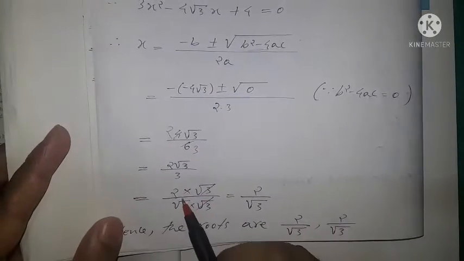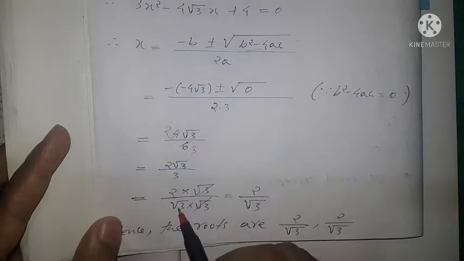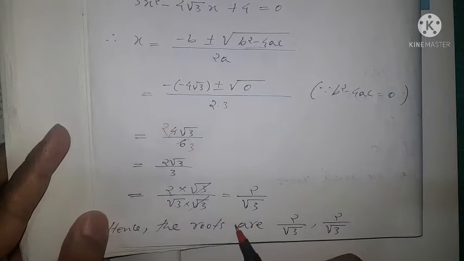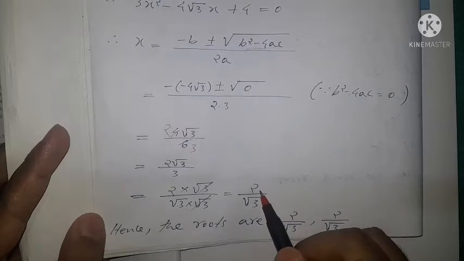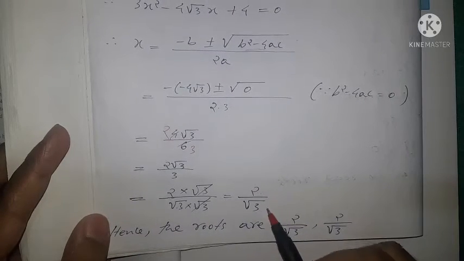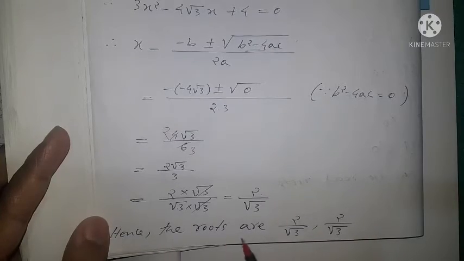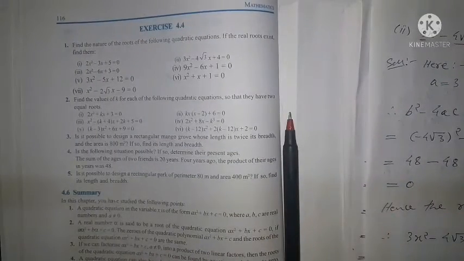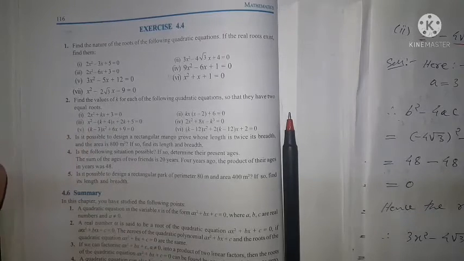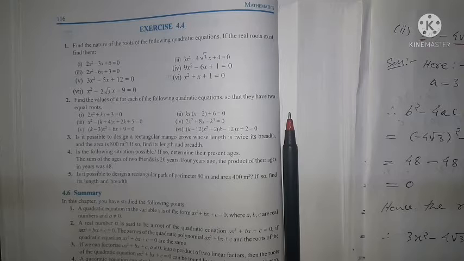So this 2 root 3 by 3 we can write like this, 2 into root 3 whole divided by root 3 into root 3. So root 3 cancel, that is 2 root 3 by 3. So hence the roots are 2 root 3 by 3 comma 2 root 3 by 3. The roots are equal since we obtained only one root, and therefore these roots are equal. So similarly you can do the rest of the questions. First you examine which condition it is satisfying, whether it is satisfying the first condition, second condition, or third condition, and depending on that, if it is satisfying the first and second conditions, then we can find the roots.